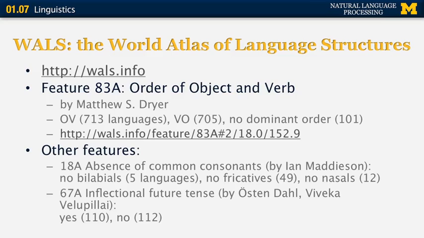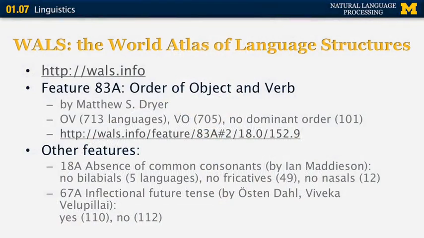Feature 67 is about the inflection of future tense. Let me explain what that means. In English, if we want to express that a certain verb is in the future tense, we need to use an external word like will or shall. So if I want to say, I sleep now, versus I will sleep in the future, I have to add this additional word, I will.